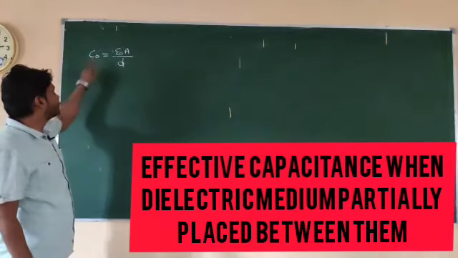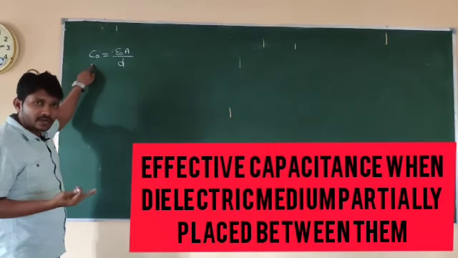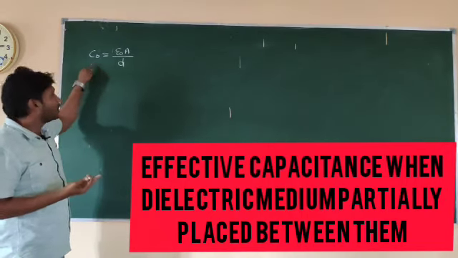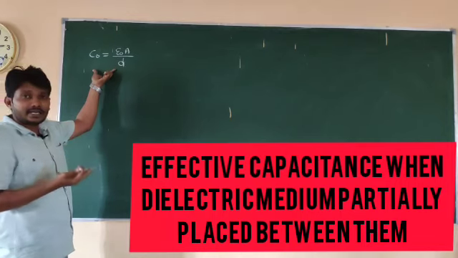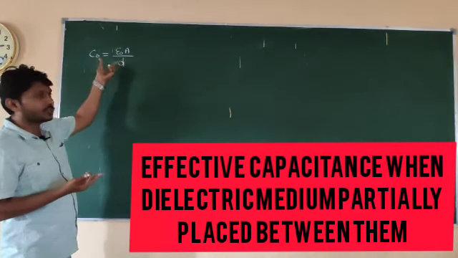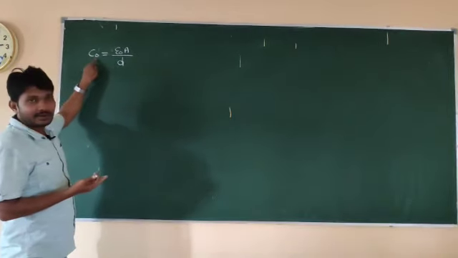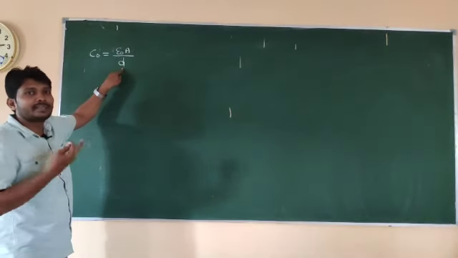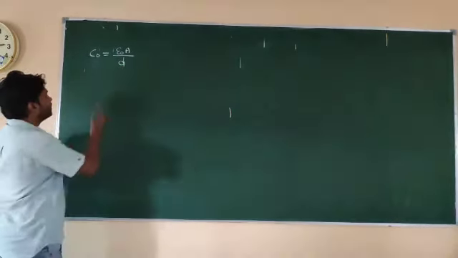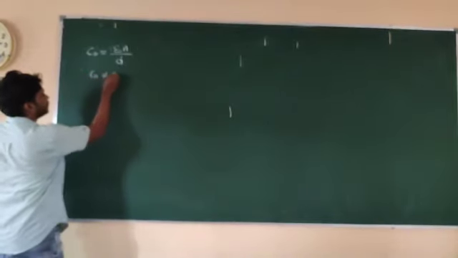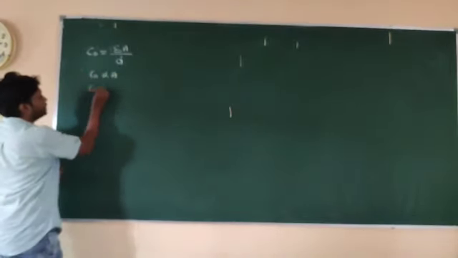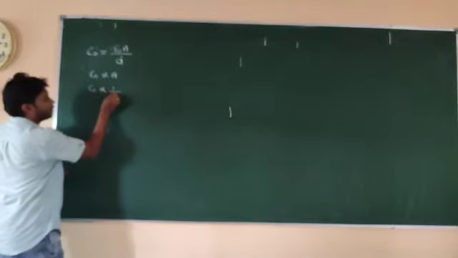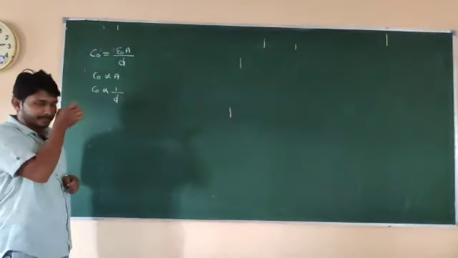So this is the capacitance of a parallel plate capacitor without a dielectric, or in other words, air acts as the dielectric medium. In this situation I got the formula C naught is equal to epsilon naught A divided by d. On what factors does the capacitance of a parallel plate capacitor depend? It is directly proportional to the area, and inversely proportional to the distance between the plates.